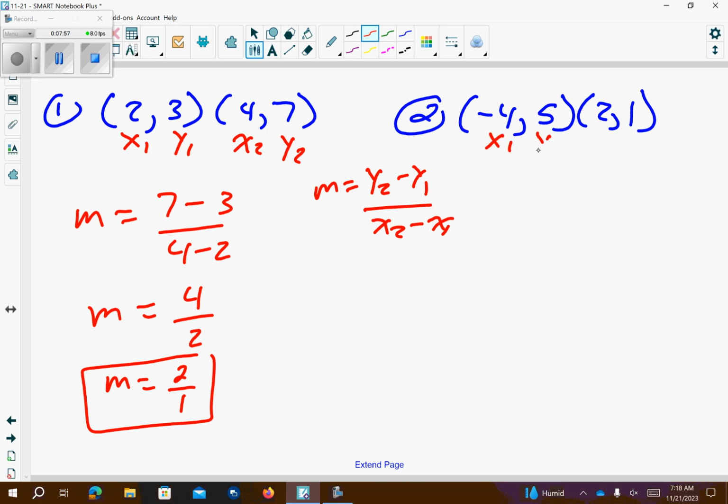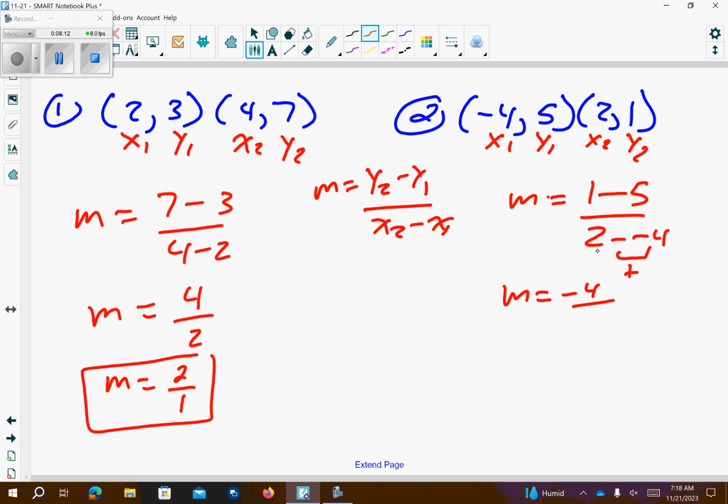Same thing here, x1, y1, x2, y2. Plug them into our slope equation. So I'm going to get 1 minus 5, 2 minus minus 4. Realize that's positive. So 1 minus 5 is negative 4. 2 plus 4 is 6. Reduce. 2 goes into both top and bottom, so it's negative 2 over 3.